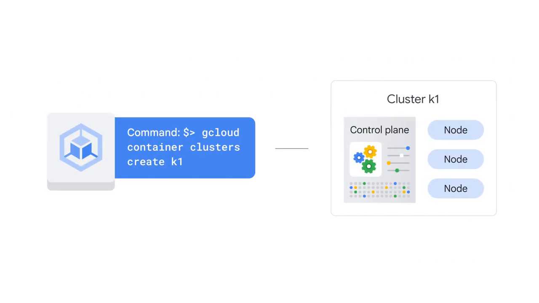To start up Kubernetes on a cluster in GKE, all you do is run this command: gcloud container clusters create k1.